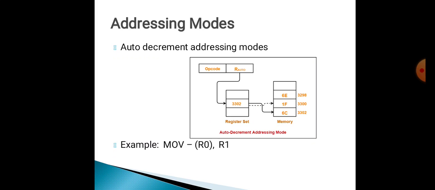Next, auto decrement addressing mode. The content of the register specified in the instruction is decremented and then used as an effective address to access a memory location. Example: move minus R0, R1. This instruction initially decrements the contents of the register R0, and then the decremented content of the register R0 is used to address the memory location. Finally, the content from the addressed memory location is copied into the register R1.